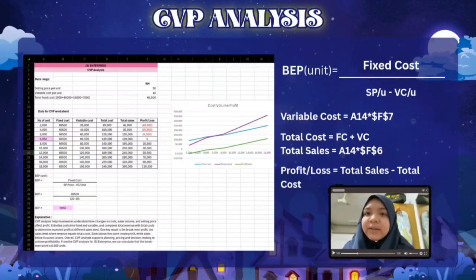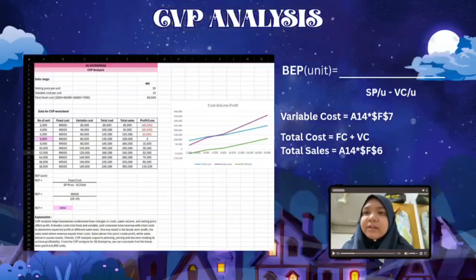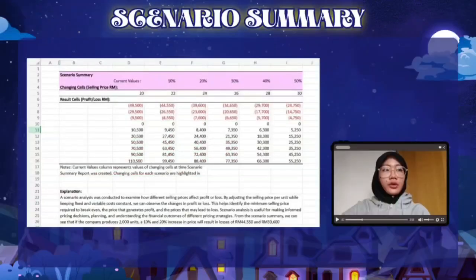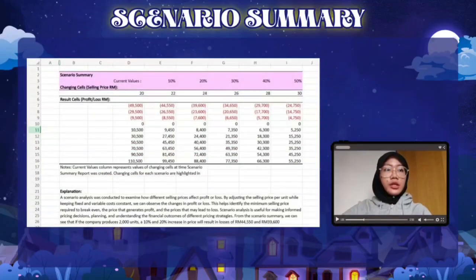One key result is the break-even point, the sales level where revenue equals total cost. Sales above this point create profit, while sales below it cause losses. Overall, CVP analysis supports planning, pricing, and decision making to achieve profitability. From the CVP analysis for JSJ Enterprise, we can conclude that the break-even point is 6,950 units.